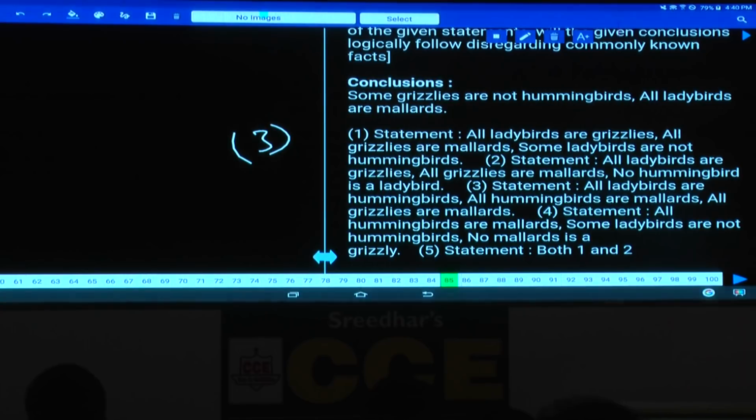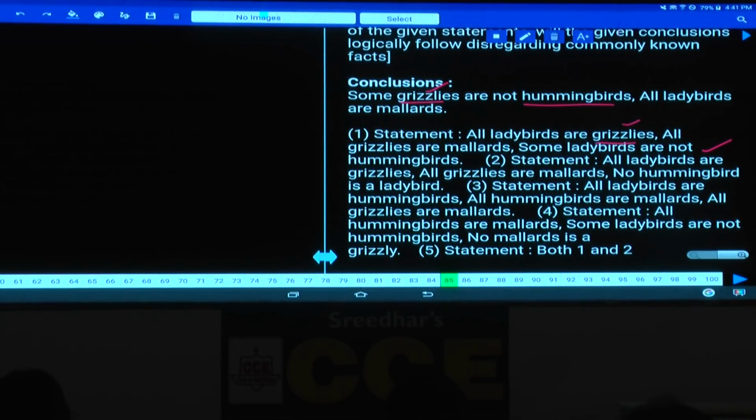Now question number 85. Now in this 85, some not. Some grizzles are not hummingbirds. Some not we can get from some not as well as no, isn't it? Then the first one. All ladybirds are grizzles. Grizzle is here, and grizzle must be here. Humming should come and ladybird should go. Now the conclusion must be in between ladybird and humming. Hence by combining the first one and the third statement, I can derive the conclusion.